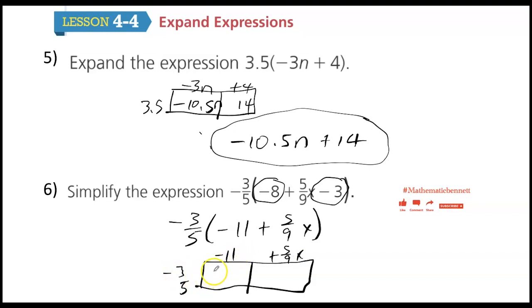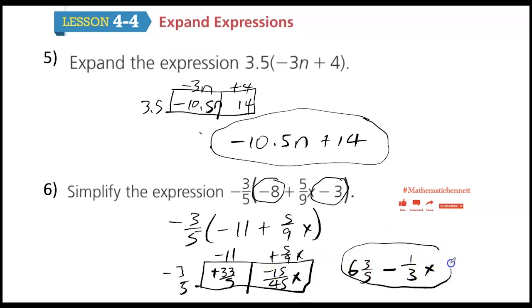-3/5 times -11 gives me -33 over 5. Sorry, positive 33 over 5. And -3/5 times positive 5/9 would give me -15 over 45x. Alright, so when our answer would be in a simplified form, we know that 5 can go into 33 6 times, so that's 6 3/5 minus, and we know 15 can go into that 3 times, 1/3 x. So this would be our simplified answer.